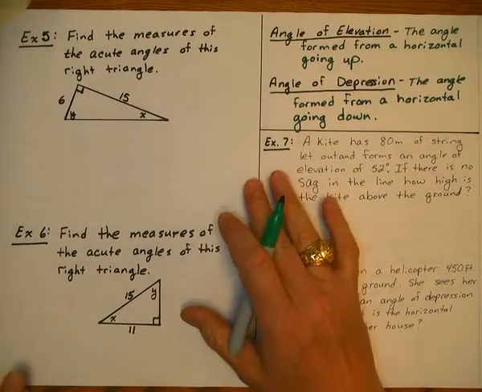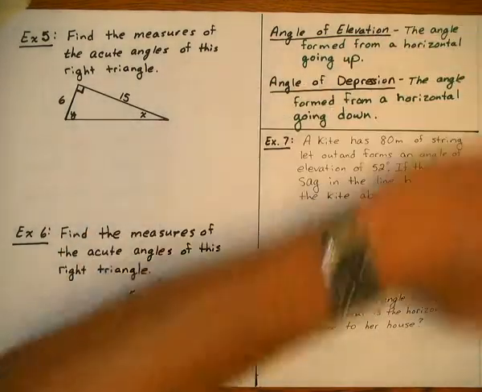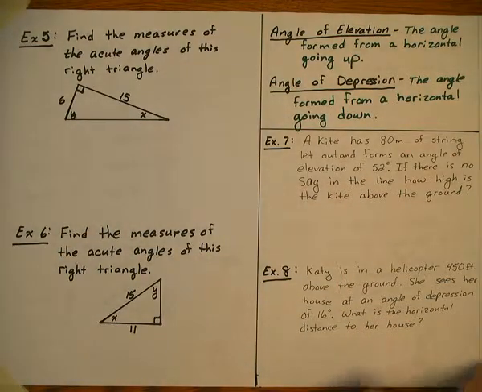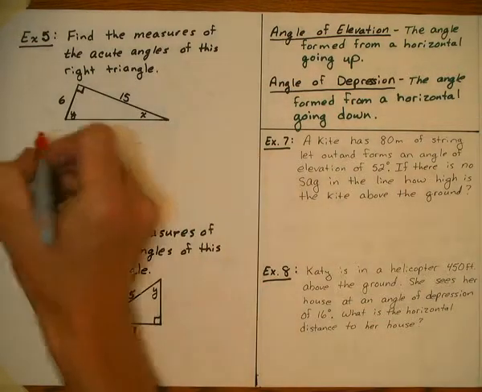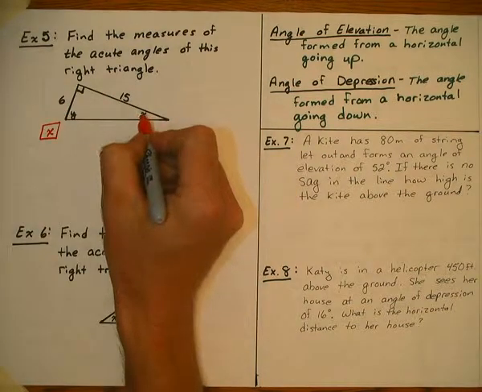Alright, now in the previous problems we were using the trig functions to find the length of sides of a triangle. We can also use our trig functions to find the measures of the angles of a triangle. So let's see how this works here. All right, we're going to find x first.